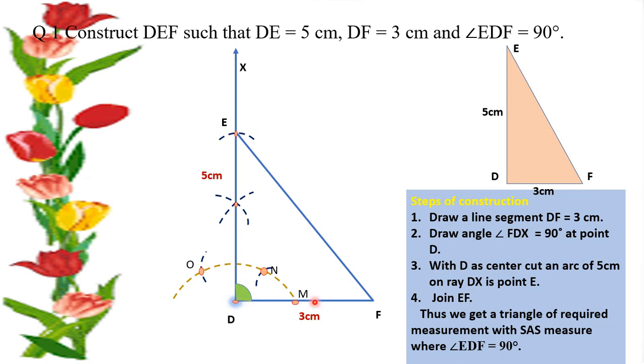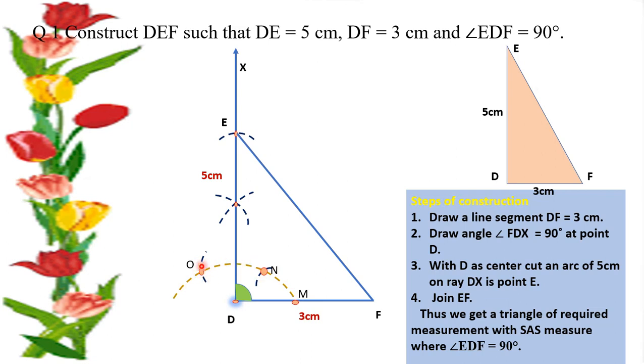Remember, first we have to draw a base DF of 3 centimeters, then place the pointer at point D and with a convenient radius draw the semicircle. The semicircle and the line segment DF intersect at point M. Without disturbing the opening of the compass, place the pointer at point M and cut an arc. We get the intersection point of the semicircle and arc, N. Place the pointer at point N and cut another arc. The intersection point of the arc and this semicircle is point O.